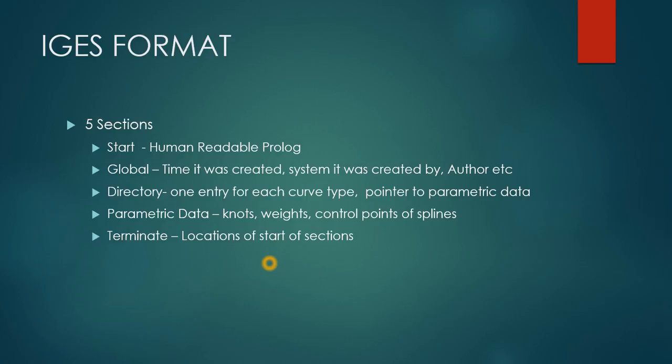The parametric data for a circle would be the center point, the start point, end point. For a line, it would be the start and end point. And for splines, a B-spline, it would have knots, weights, control points. And finally, the terminate section, which has a line number for the start of the global, the directory, the parametric data sections.